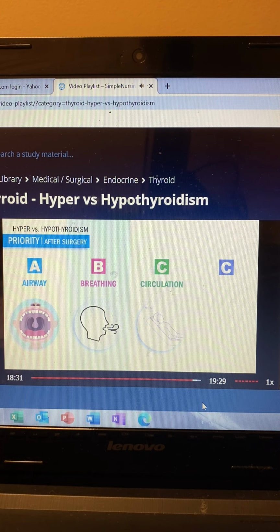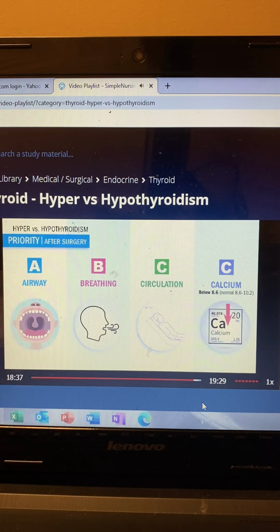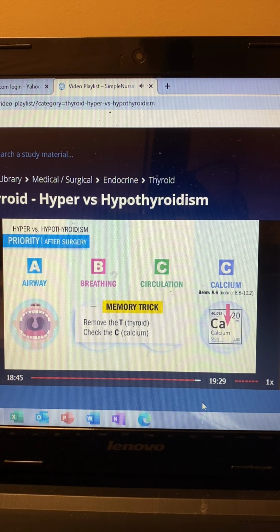Now our last C, which is another NCLEX favorite, calcium that is low, below 8.6, known as hypocalcemia. Now guys, these numbers are based on NCLEX standards, so your textbook and your school might differ. So the memory trick is if you remove the T, then you check the C. Or basically, if you remove the thyroid, then guys, check the calcium.